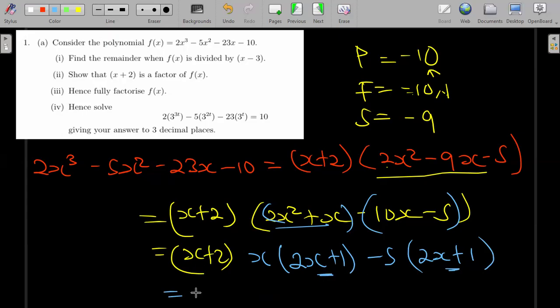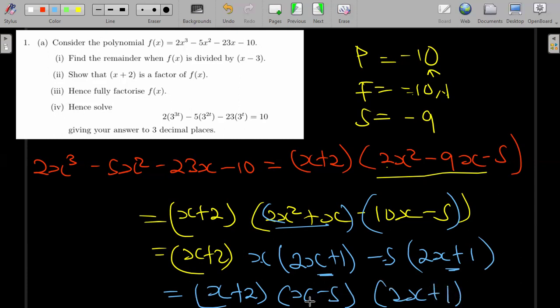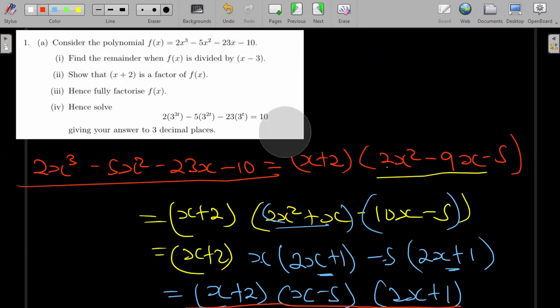So it means the factor here will just be x plus 2. And then we get x minus 5, okay, x minus 5. And then 2x plus 1. Right, so it means this expression here is the expression where we have factorized this guy here completely. Okay, so we factorize this completely to get this. All right, so that's that on factorizing completely.